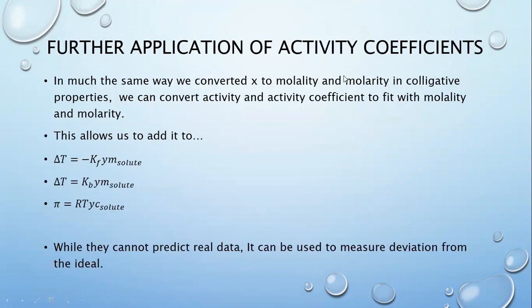Now, there's some further applications of these activity coefficients. Much the same way we converted X to the mole fraction to molality and molarity and colligative properties, we can convert the activity coefficients to fit the molality and molarity. So we add the activity coefficient to the freezing point depression, the molal boiling point elevation, and the osmotic pressure. They cannot predict real data. It can be used to measure deviation from what is the ideal, once again.